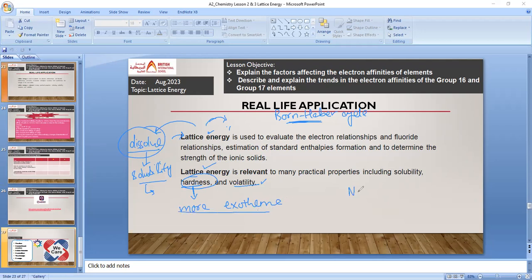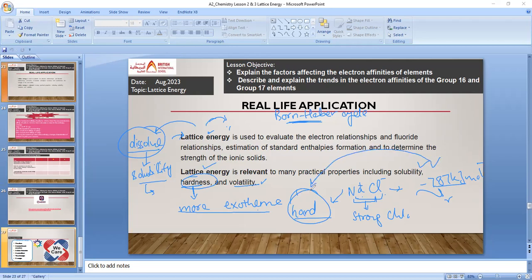So if a lot of energy is released, let's say for the formation of sodium chloride from sodium and chloride ions, it is minus 787 kilojoules. So it is more negative. It is very exothermic. It means a lot of energy is released, and a very strong bond is present between sodium and chlorine. So the property of sodium chloride is that it is hard. By looking at this lattice energy, we can find out whether a compound is hard or soft.